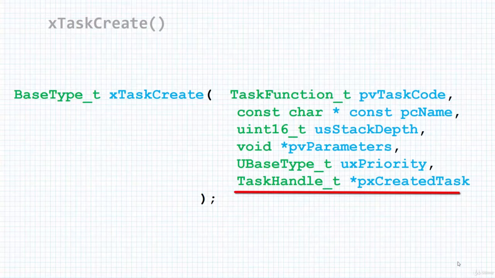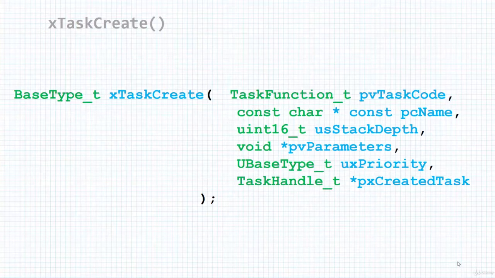The last argument, pxCreatedTask, can be used to pass out a handle to the task being created. This handle can then be used to reference the task in API calls, for instance, to change the task priority or delete the task. If we don't want to use this handle, we can simply set this argument to NULL.